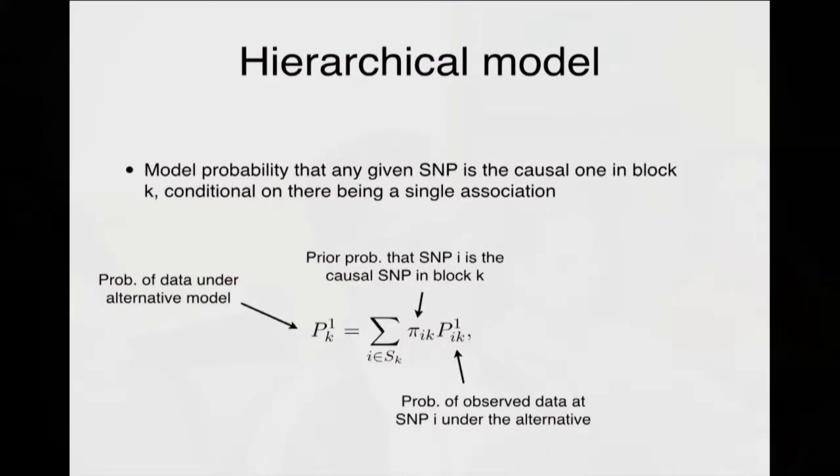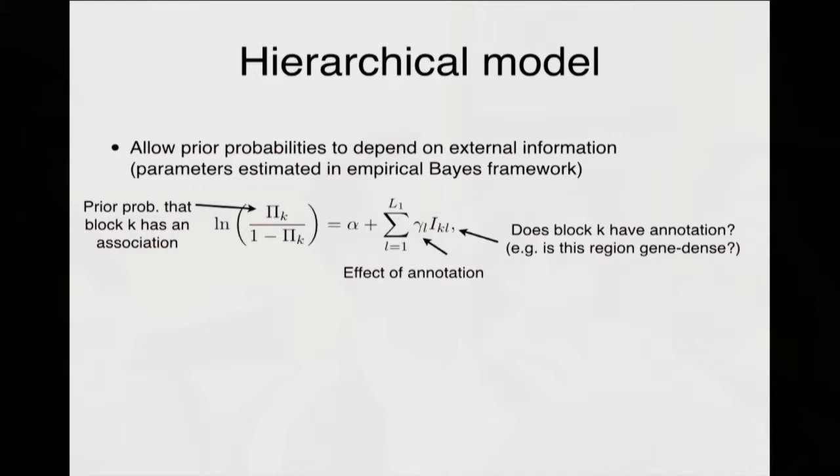And so now we can play around with this. So what's the probability that any given SNP is the causal one in the block? It's the prior probability times some probability. But this is the key, that these prior probabilities can depend on external information, and you can estimate the values of these parameters. So here's the prior probability that any block has an association. It's going to be something plus the effect of an annotation and whether that block has that annotation.